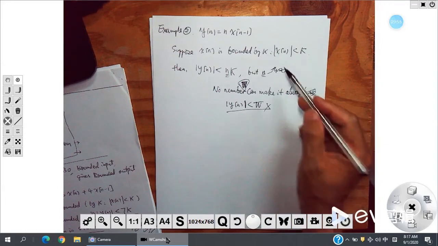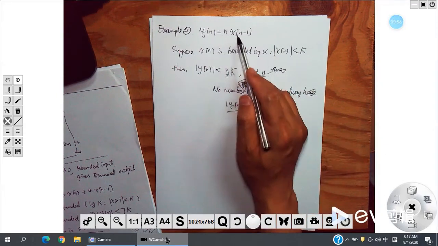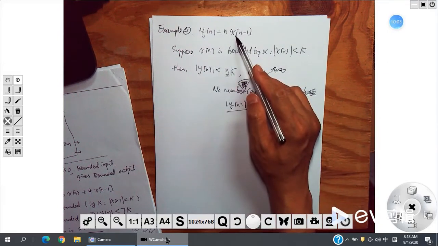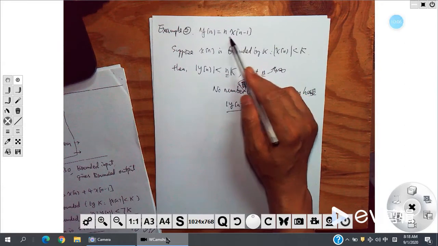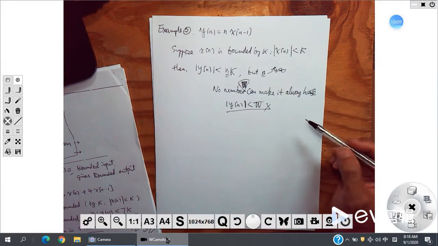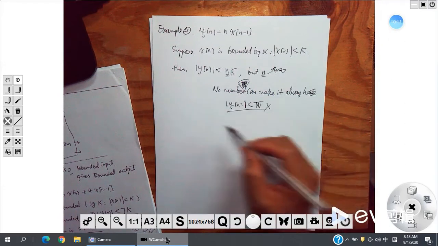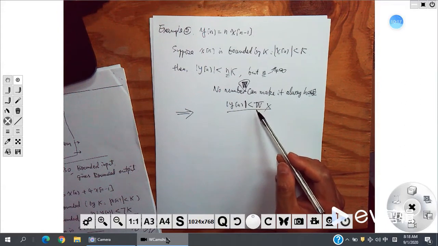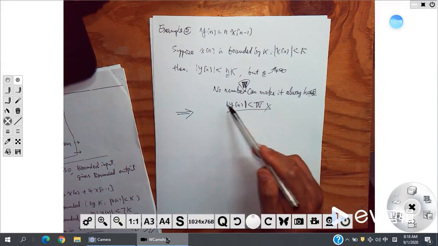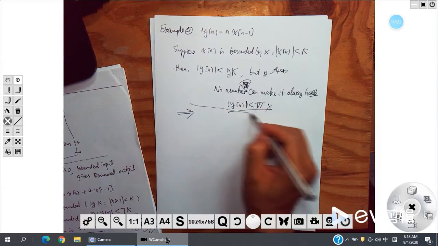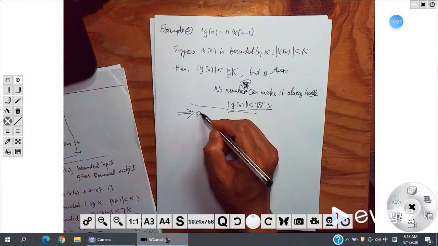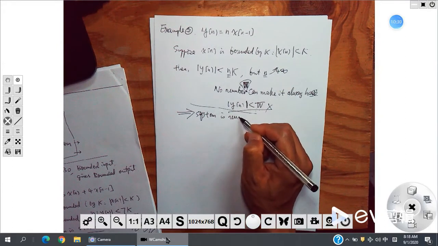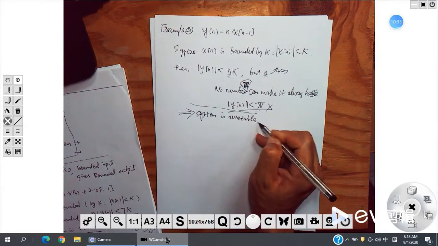So only if x is 0, then n times 0, y is always 0, right? If x is not 0, then n times x will tend to be larger and larger as n increases, right? So we cannot make sure that when the input is bounded, the output is bounded. Most possibly the output is not bounded. So we say the system is unstable.